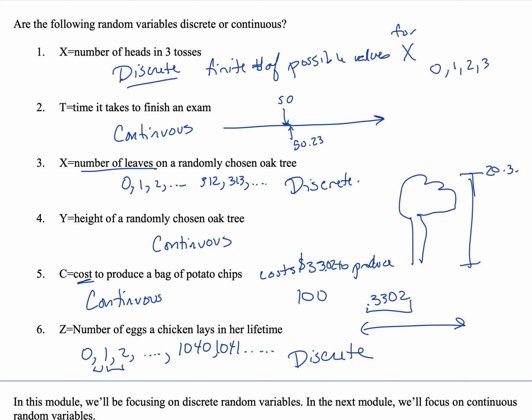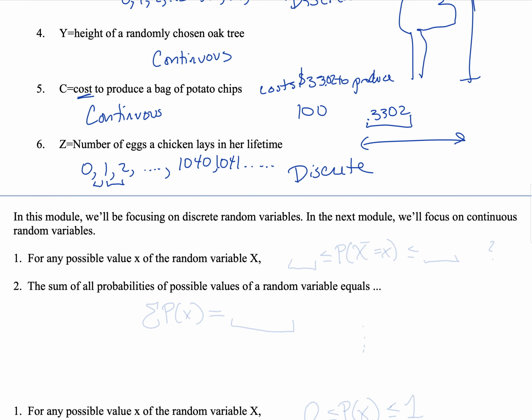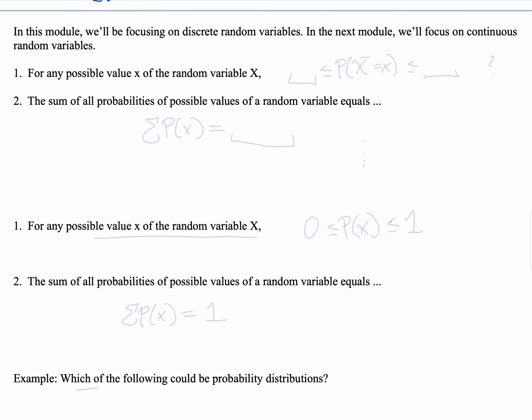In this module, we'll be focusing on discrete random variables, and in the next module, we'll focus on continuous random variables. So for any possible value x of the random variable X, one thing is going to be true about it: the probability that X is that particular value is bounded above by some number and bounded below by some number. So I'd like you to figure out what those values are. And also the sum of the probabilities of all the possible values for X is going to be equal to what? So I'd like you to pause just for a moment and think about those.